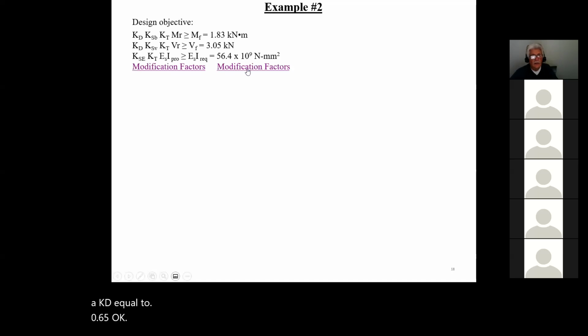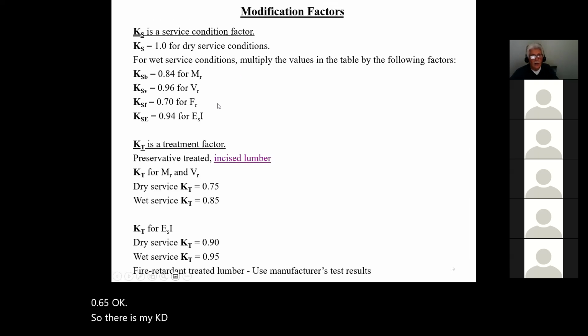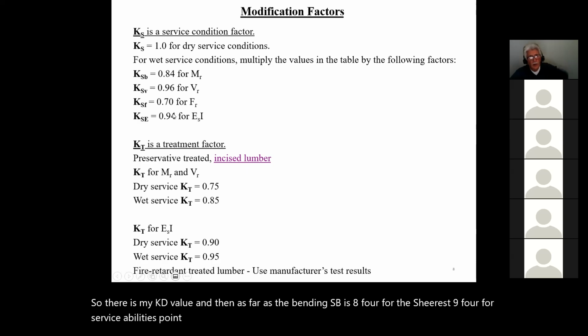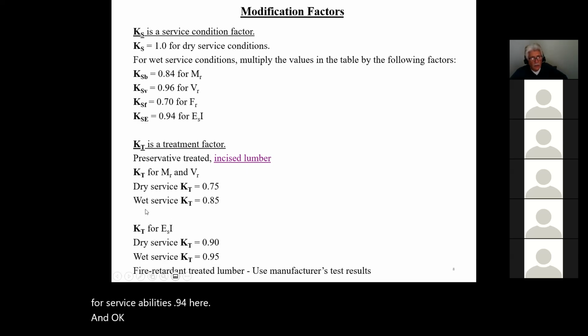So there's my KD value. And then as far as the bending, KSB is 0.84, for the shear it is 0.94, for the serviceability it is 0.94. And for the treatment factor, if it's dry, it's 0.75. If it's wet, it's 0.85. I'm going to be wet, so this is the KT factor.